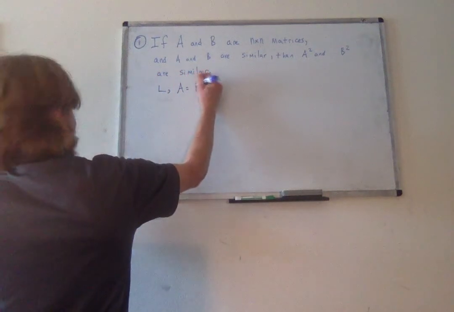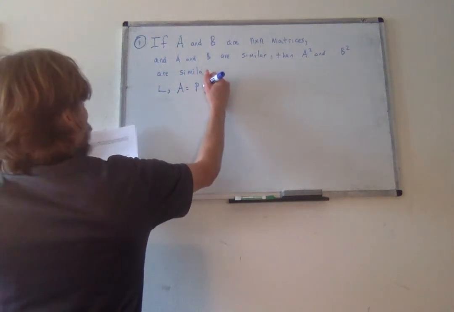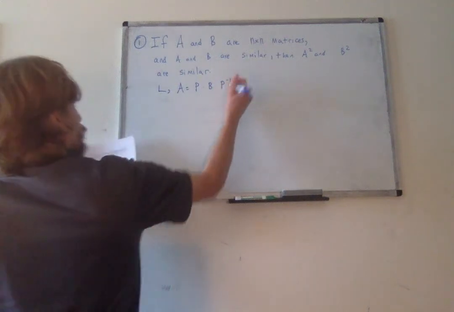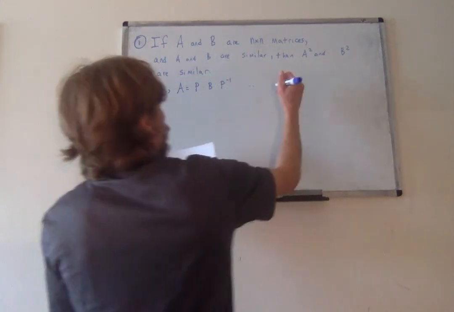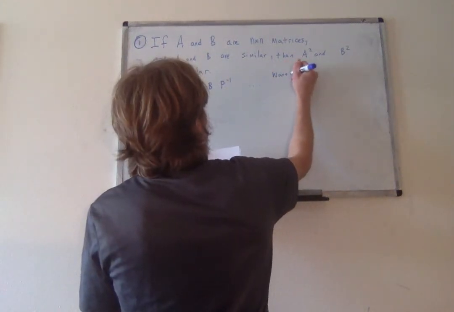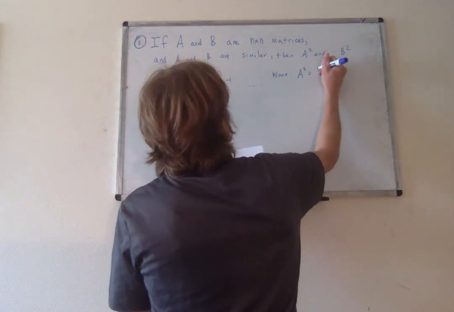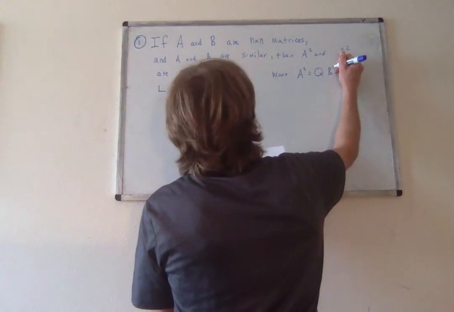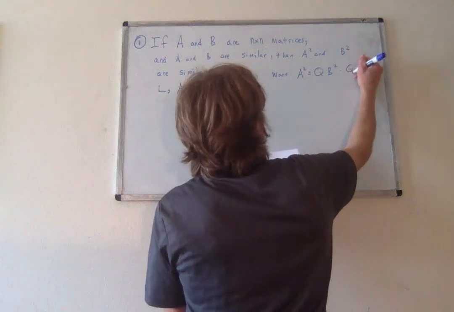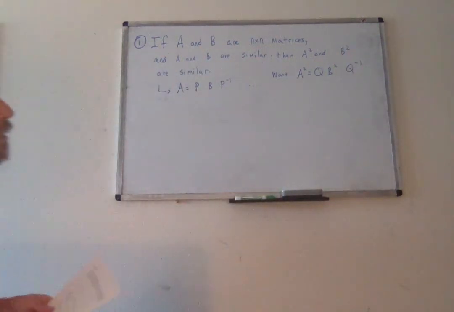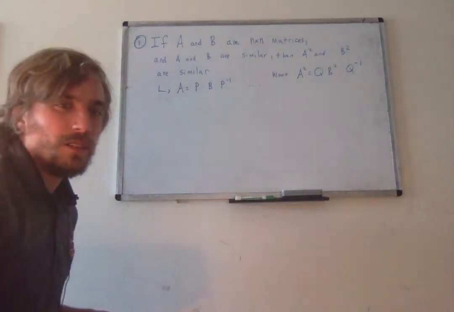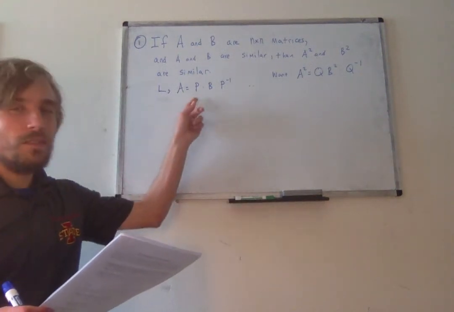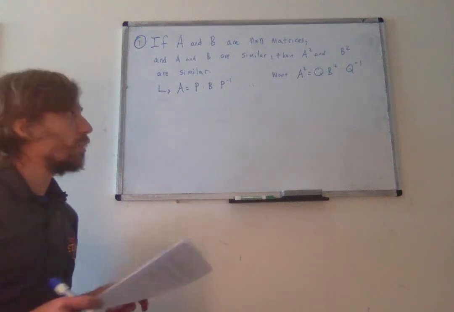Well, we know that A is equal to P times B times P inverse for some invertible matrix P, but we don't really care what P is. So this is what we know. What do we want? We want to show that A squared is equal to Q times B squared times Q inverse, where Q is an invertible matrix, but we don't exactly know what Q should be. And usually in this case, maybe a good guess is the matrix that we already know.